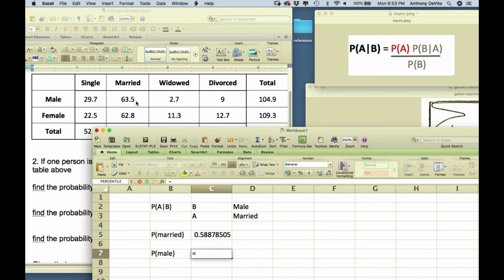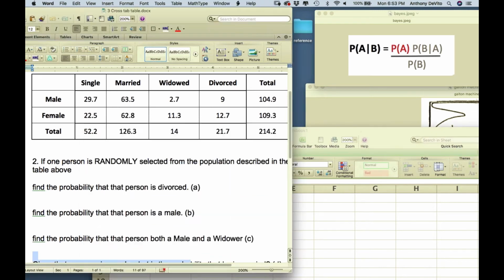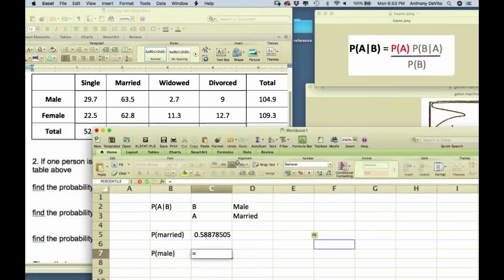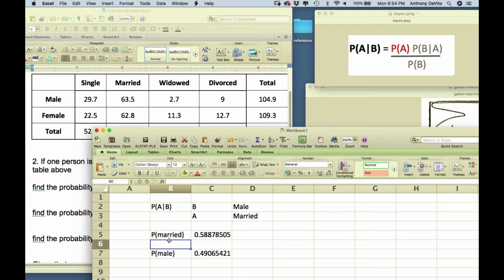Okay, let's see. What's that? What was it? I can't hear you well up here because of noise from the air conditioning. So I'm going to go back and look it up. Probability male is 104 out of 105 out of 214. Am I right? Okay, good. And what's the probability that he is male, given that he's married.